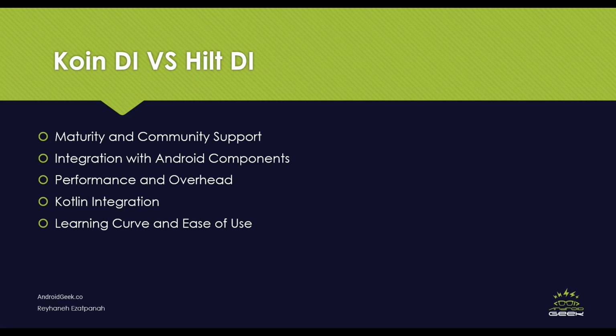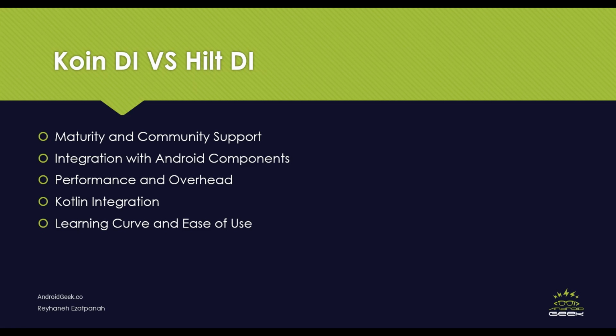On the other hand, Hilt dependency injection relies on a code generation and annotation process, which may introduce some overhead during the build process. However, the code generation offers compile time generated and efficient dependency resolution, which can be beneficial for larger projects or projects that require complex dependency graphs.